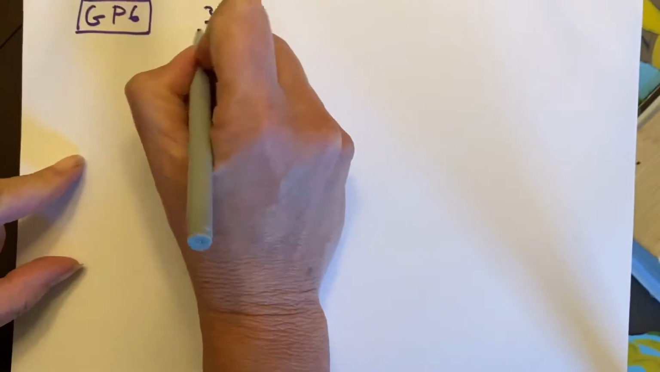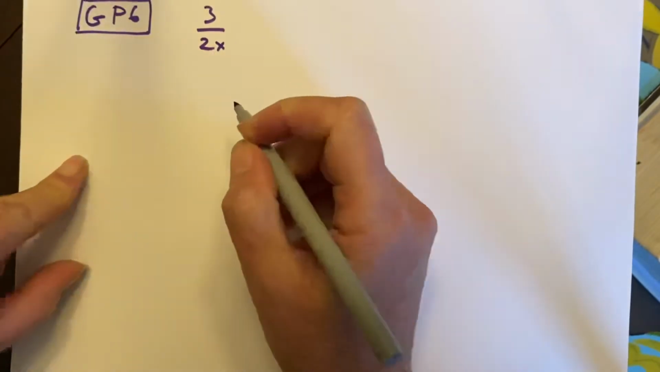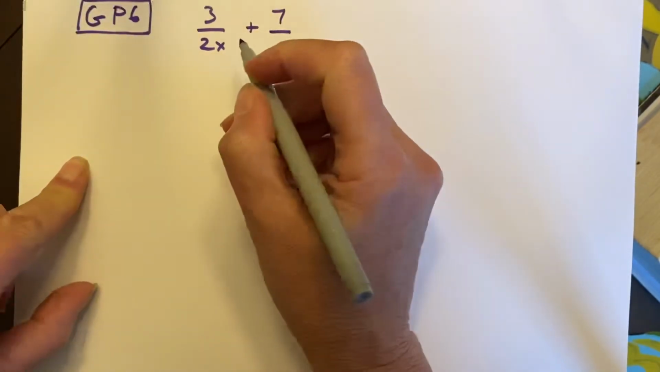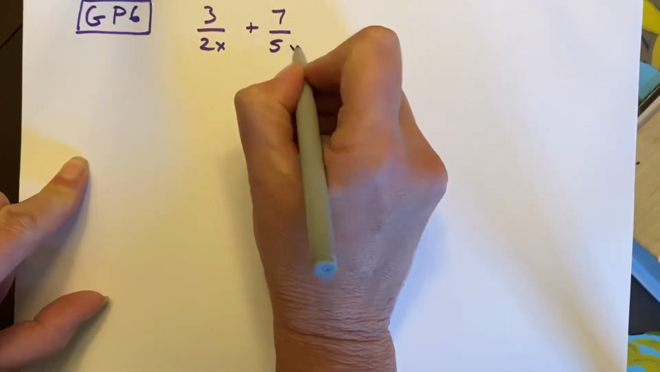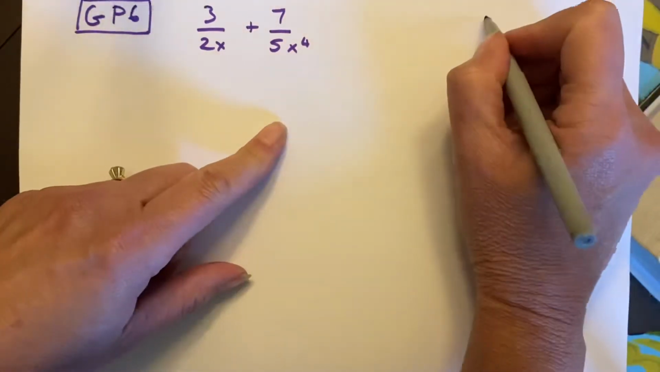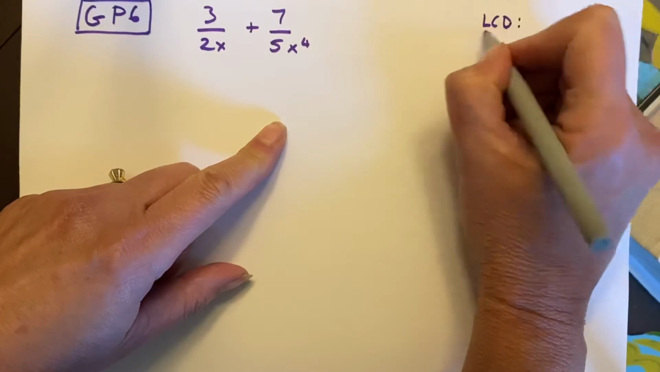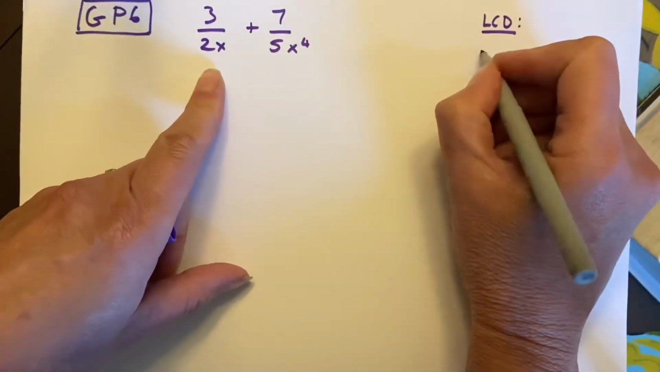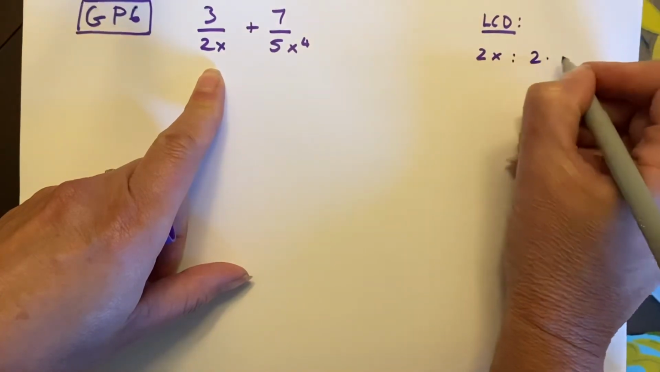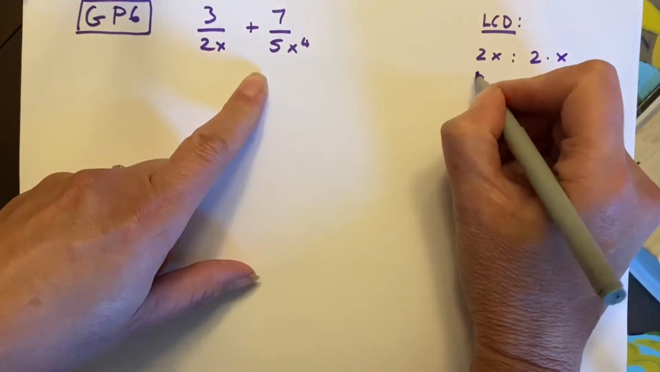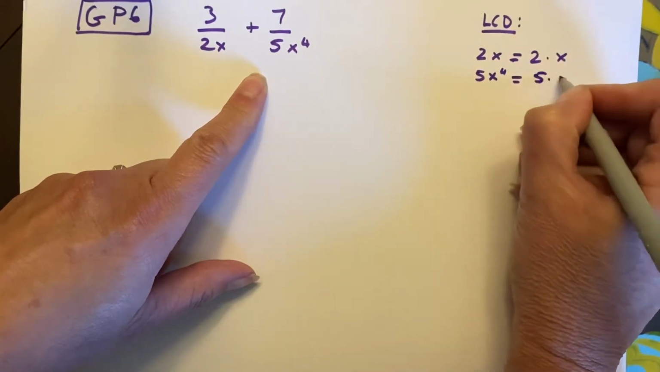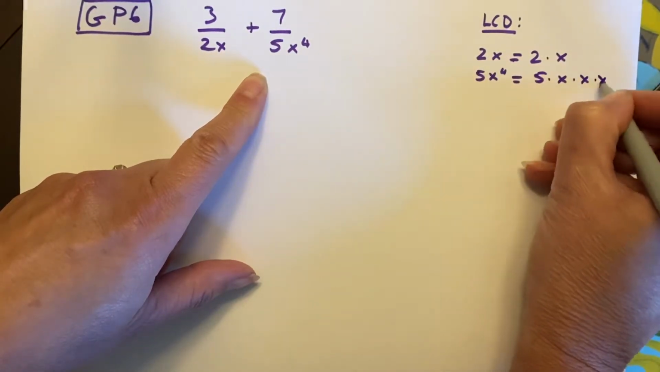Okay, I have 3 over 2x plus 7 over 5x to the 4th. And I need to add these together. To do that, I'm going to need to find my LCD. And if I look at my multiples, I have 2 times x, and the multiples of 5x to the 4th are going to be 5 times x times x times x times x.